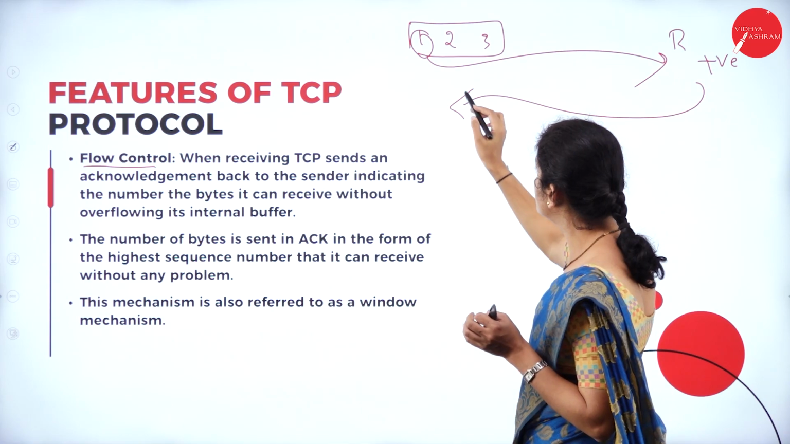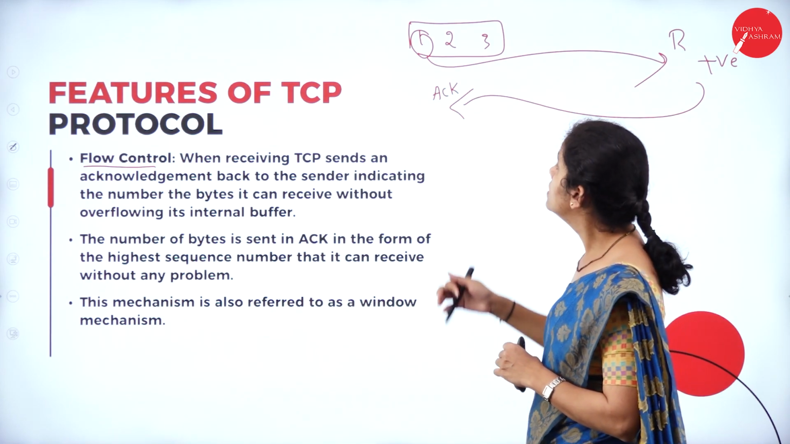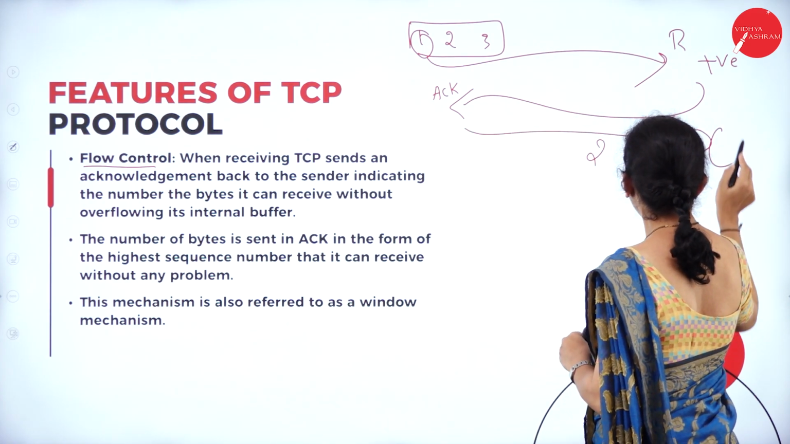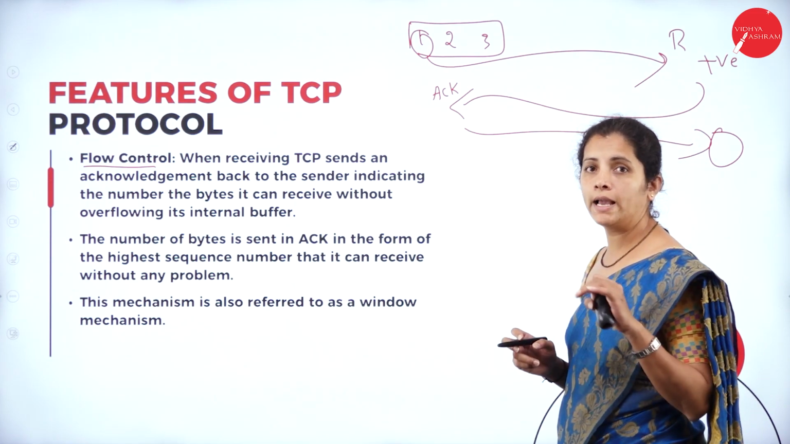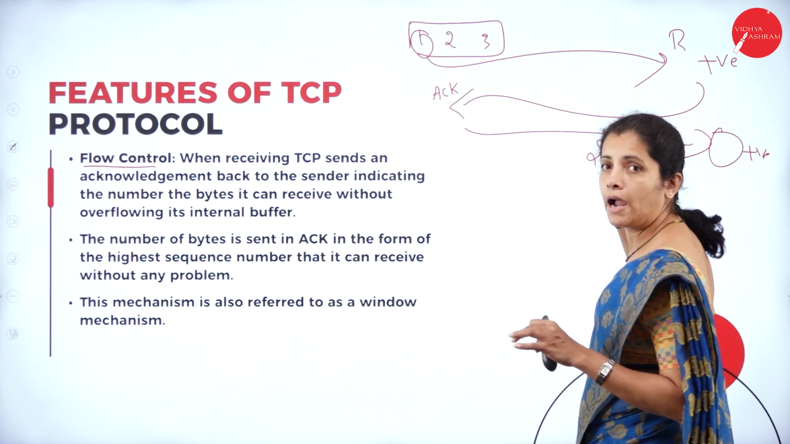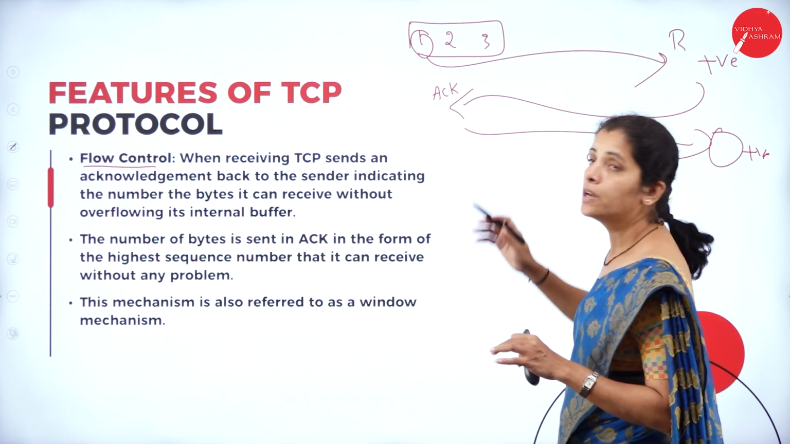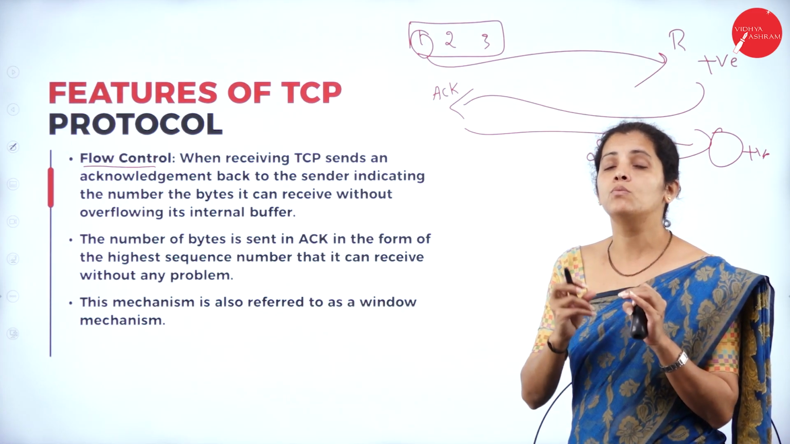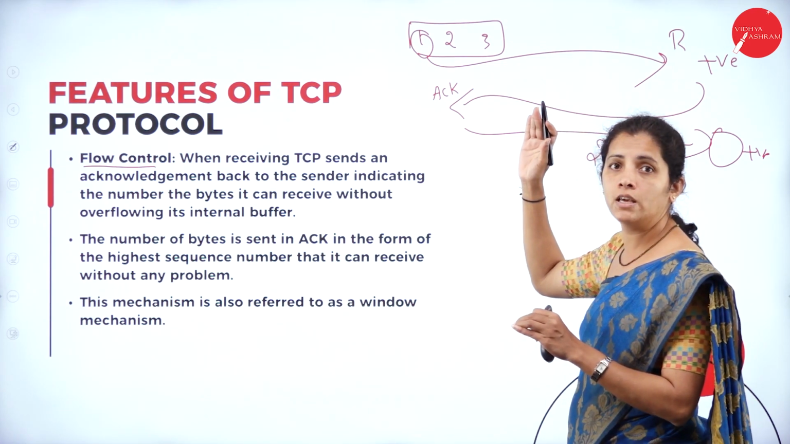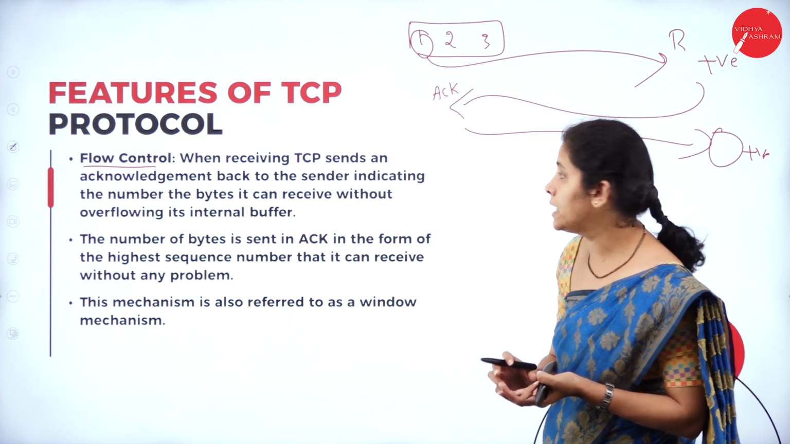Once the sender receives the acknowledgement, the sender understands that they can send the second segment. After receiving the second segment, the receiver is going to send the positive acknowledgement, and this process is going to continue. So here we are going to send the segments one after another. So here we have flow control. We are going to control the flow of the data.